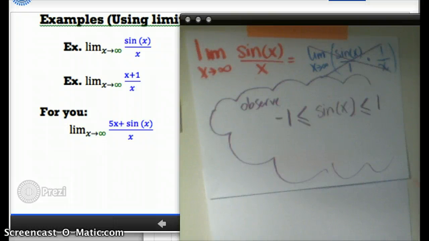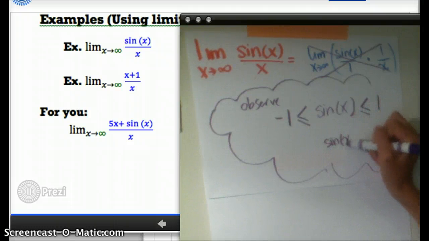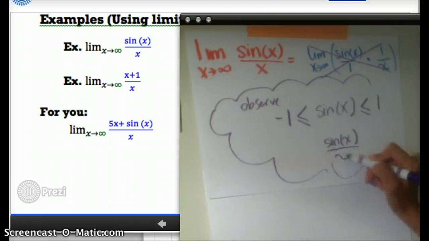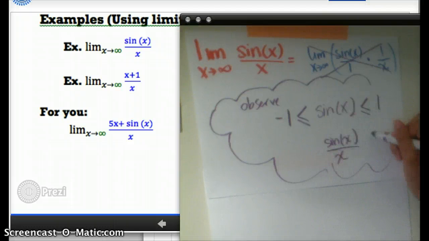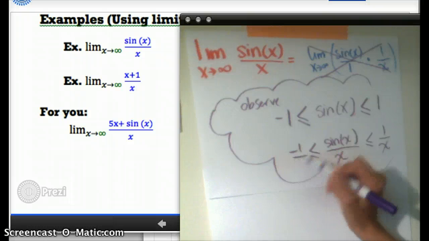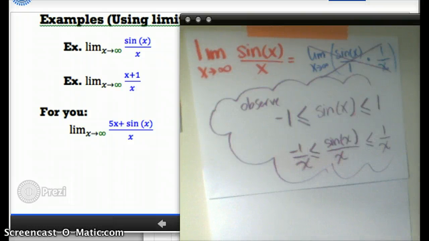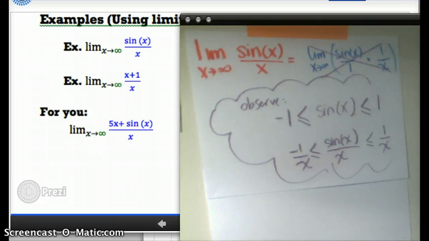Well, that means that if I take sine of x and divide it by a positive number, and positive is important here, the answer is always going to be smaller than 1 divided by that positive number, and larger than negative 1 divided by that positive number. Now, why is it fair for us to assume that x is positive? Well, we're really interested in x as a large positive number, so that's a fair assumption to make. If x was negative, these symbols would have to flip. That's just an inequality rule. Don't stress about it now if you're not sure what I was saying.